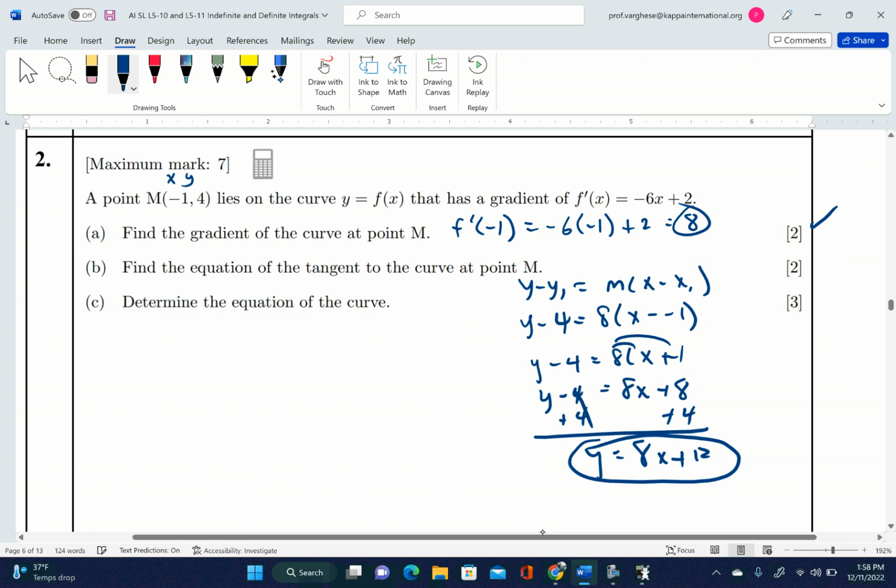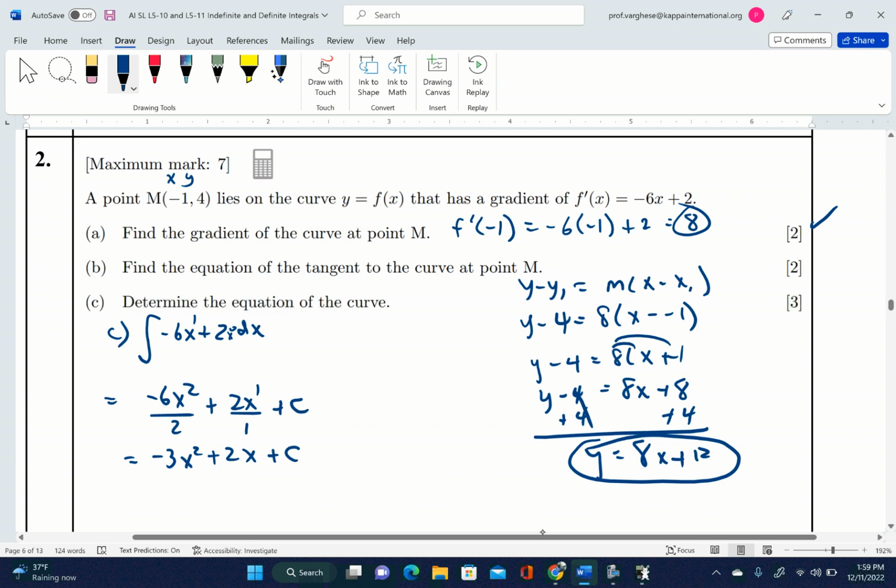And part C, determine the equation of the curve. They give us that the derivative is -6x plus 2. So for part C, we're going to find the integral of -6x plus 2 dx. To do that, again, you take the exponent and add 1 to it. So it's going to be negative 6x squared divided by 2, plus 2, right? This is x to the 0 power. So 2x, add 1, divide by 1, and then we put our plus c there. Negative 6 divided by 2 is equal to negative 3x squared. 2 divided by 1 is equal to 2. Don't forget the x and the plus c. So this is now f of x.